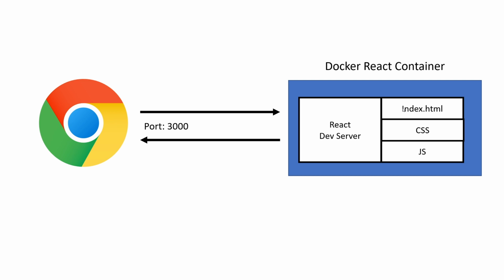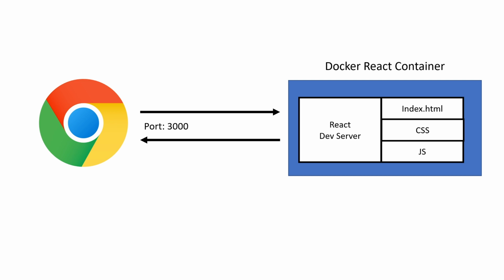So you've got the index.html file, all your CSS, all your JavaScript. When your web browser sends a request on port 3000, the web server is going to send the index.html back to your browser. All of this is running in a Docker container. However, this is just how it works in development mode.